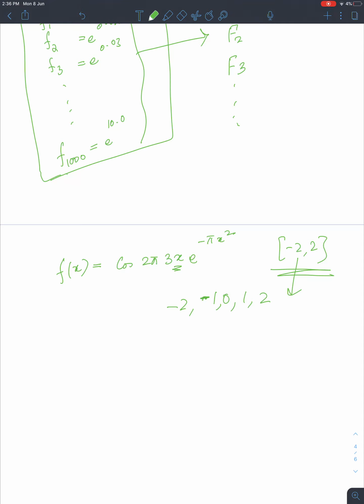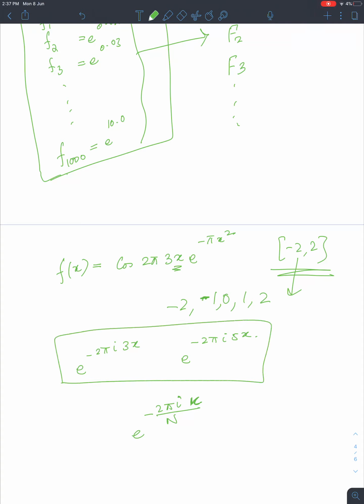Here we also said something. We said use the following functions and look at the form of the graph. So the functions e to the power minus 2 pi i 3x and e to the power minus 2 pi i 5x. Instead of using e to the power minus 2 pi i n k into x, calculate the DFT using these two functions and then see what is happening, okay? Whether it's changing or not changing, just look at that.